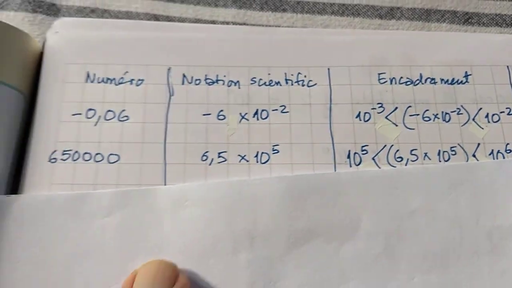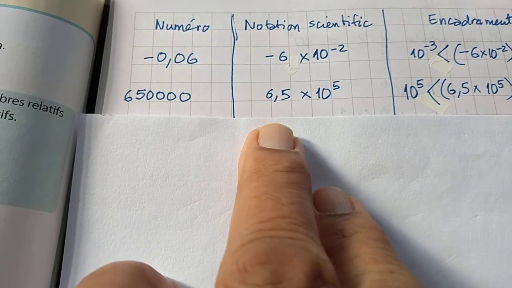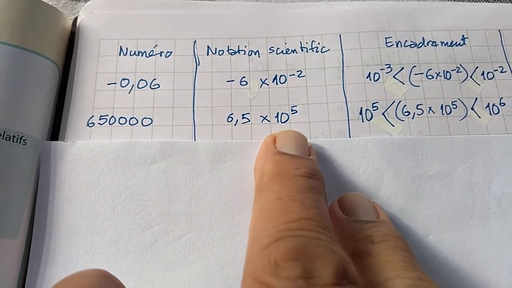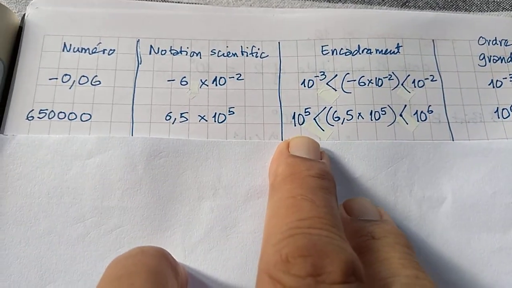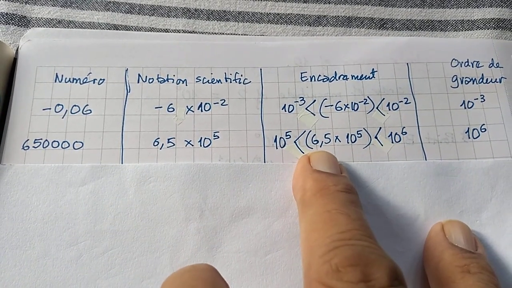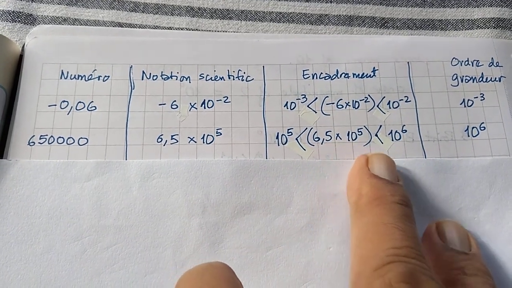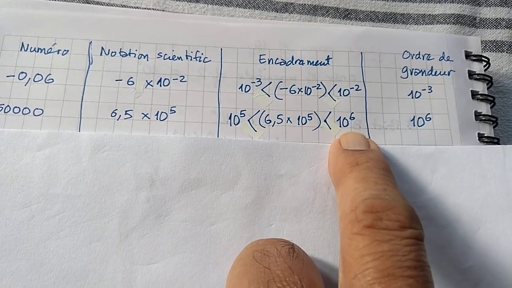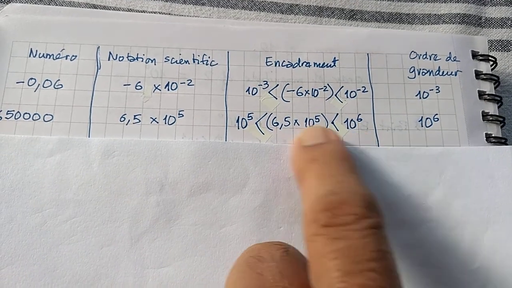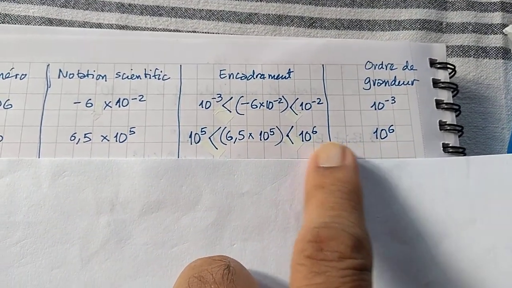Okay, so the last example that I do here, we have 650,000, that is 6.5 times 10 to the power 5. So the smaller size is 100,000, the bigger size is 1 million, and it is 650,000. 6.5 times 10 to the power 5. It is obviously closer to 1 million than it is to 100,000. So you get 10 to the power 6 here.